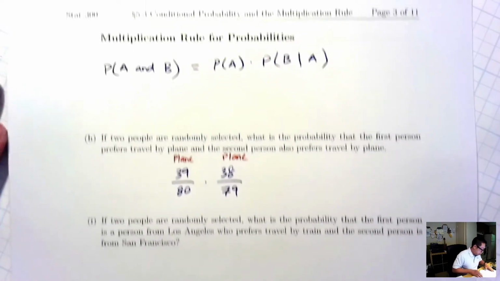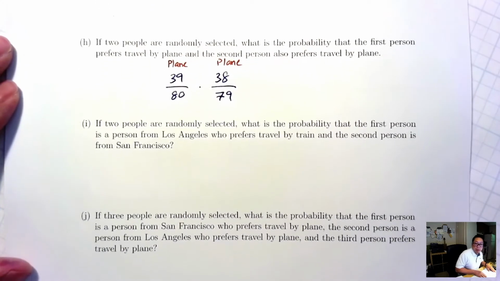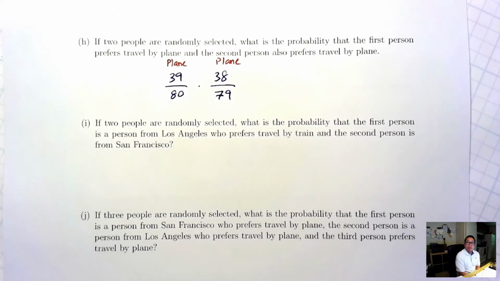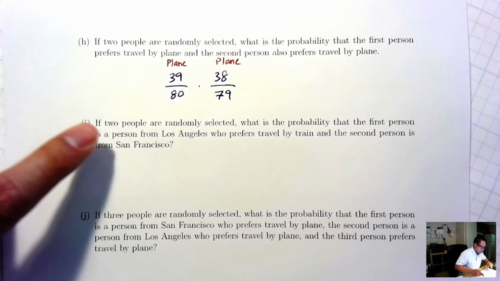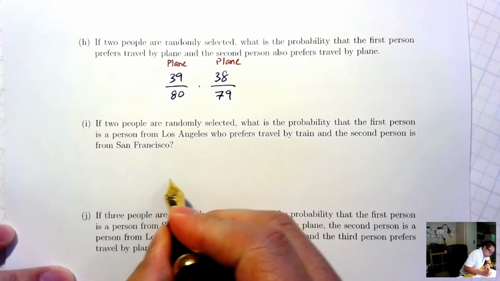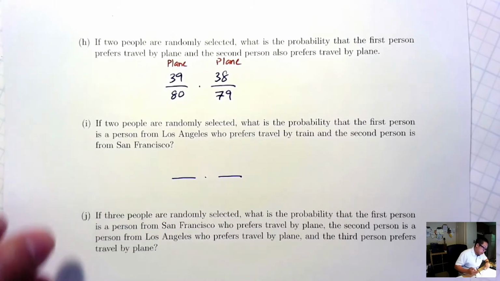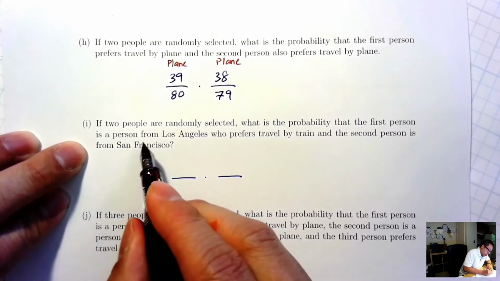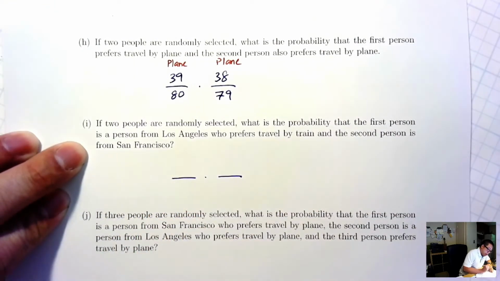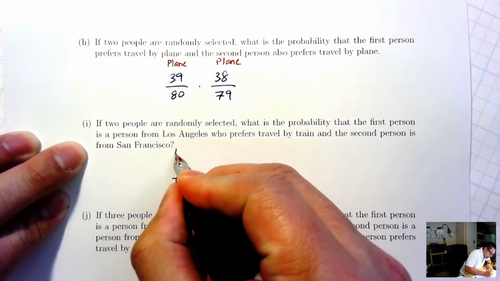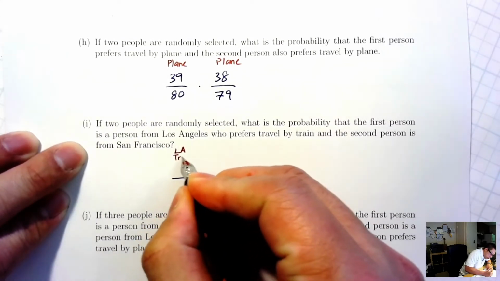All right, and then part I. If two people are randomly selected, what is the probability that the first person is a person from LA who prefers travel by train, and the second person is from San Francisco? Okay, we're talking about two people, which means we should have two fractions. First fraction, first person from LA who prefers travel by train. So first person I want to be LA train.